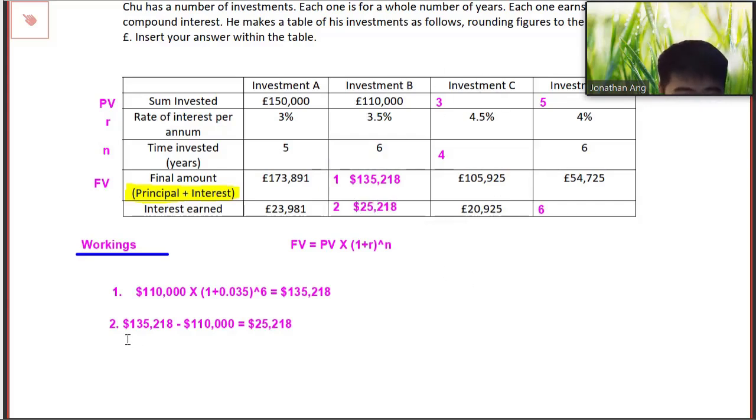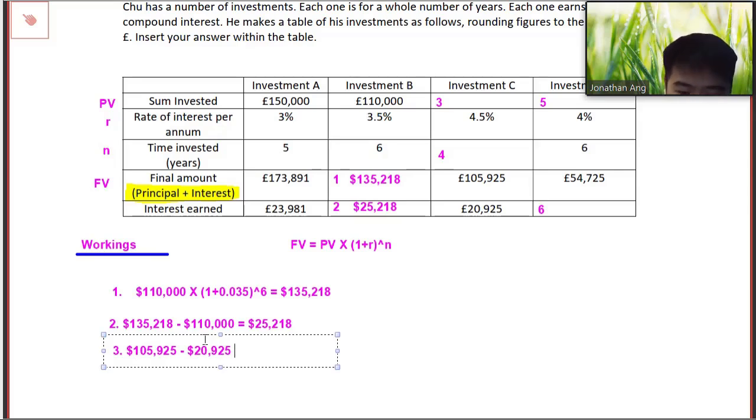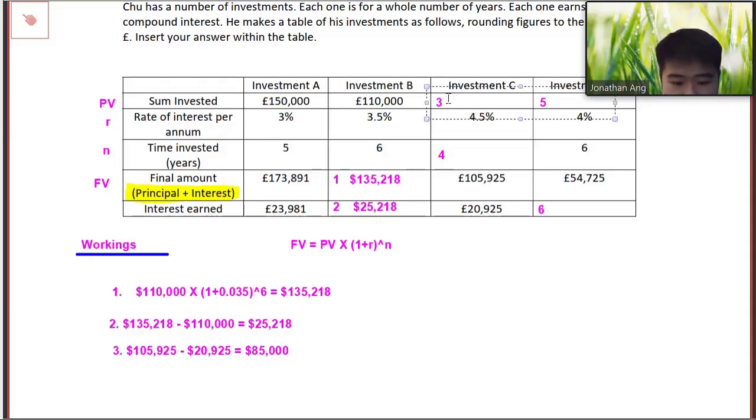Now, working number 3. Let's do one by one. You see, interest earned is 20,925. Final amount is 105,925. How do you get your sum invested? Very simple. Take your future value, which is your principal plus interest, minus away the interest that you have earned. That will become your principal amount, which is 85,000. No need to do confusing calculation. This one is 85,000.